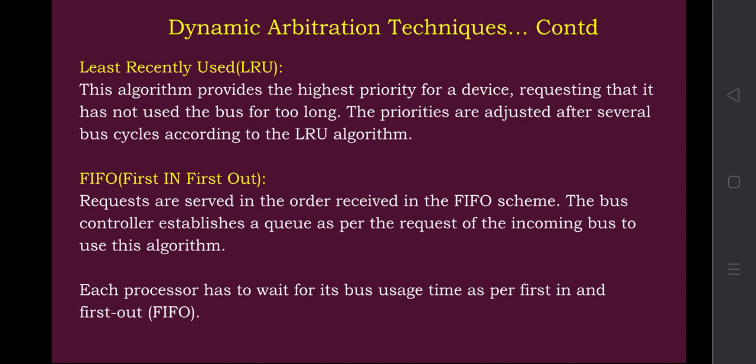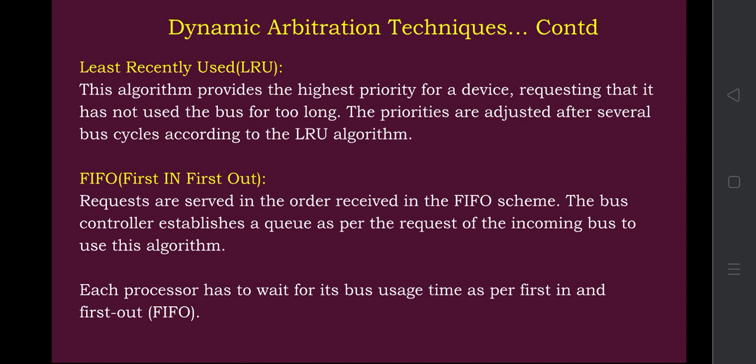So this algorithm provides the highest priority to a device requesting that has not used the bus for a long time. It didn't ask for a long time, so let us give it priority. It has been waiting for a long time without asking, so why not give the priority to that particular device. That way the algorithm chooses the least recently used technique.